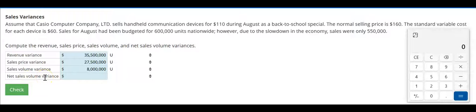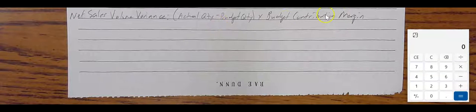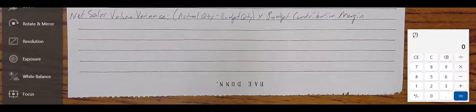So what I'm hoping that you would be picking up, at least in part here, is that we're going to be dealing with some quantities. Okay. So our formula for net sales volume variance, and let's just go take a look at it, is actual quantity minus the budgeted quantity times the budgeted contribution margin. Now, they did not explicitly give this information to us, but we can probably figure it out.